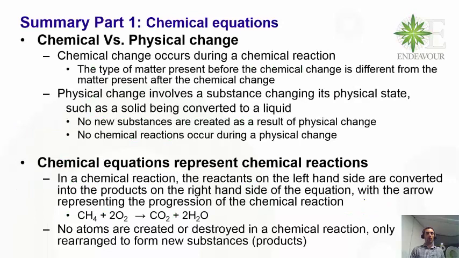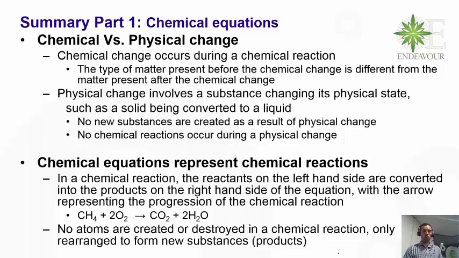Okay, so to summarize part 1, we looked at the difference between chemical and physical change. So the chemical change is what occurs during a chemical reaction, where the substance you start off with, the reactants, changes into a new substance, which we call the product or products. Whereas with the physical change, the substance doesn't change in terms of its identity, but the physical state can change. So for example, solid ice can be turned into liquid water. But with the physical change, there are no new substances being created.